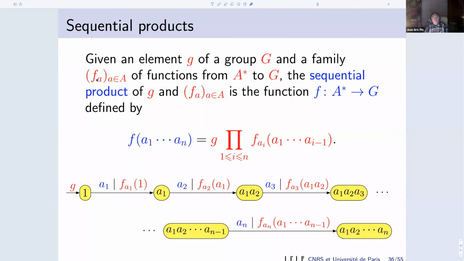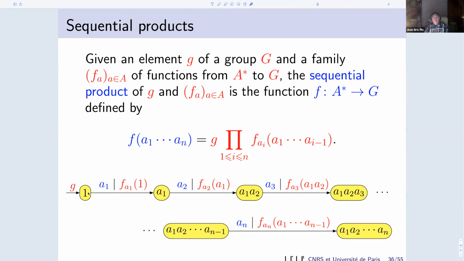It works as follows. You start with a family of functions indexed by the alphabet A. From A you take an element G. And the sequential product is the function defined in this way, but don't look at this formula, just look at this little machine. Consider that the input is the blue part, so A1 to AN, and the red part is the output. So the output is G, followed by F_A1 of 1, F_A2 of A1, F_A3 of A1 A2, up to F_AN of A1 ... AN. As you can see, there are some states.